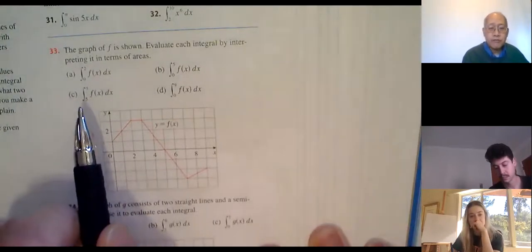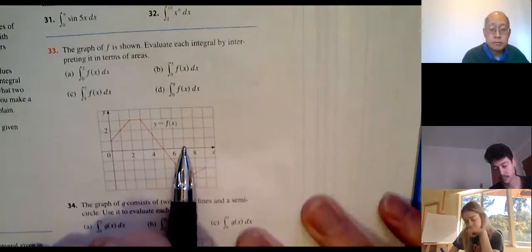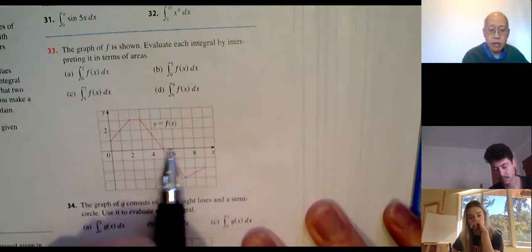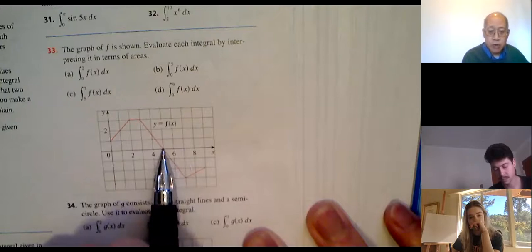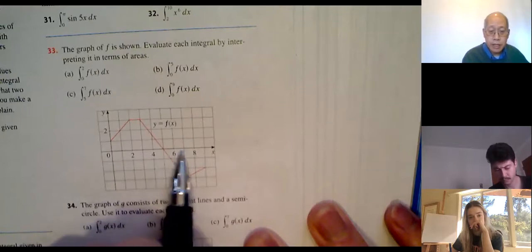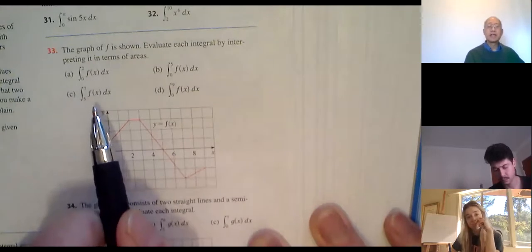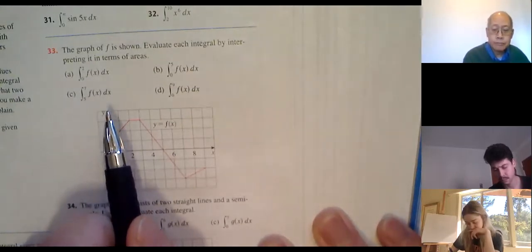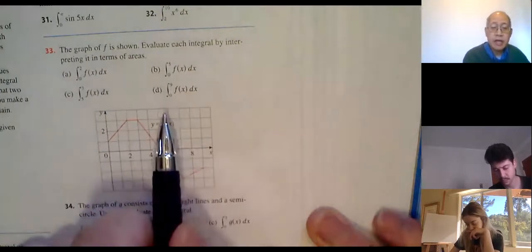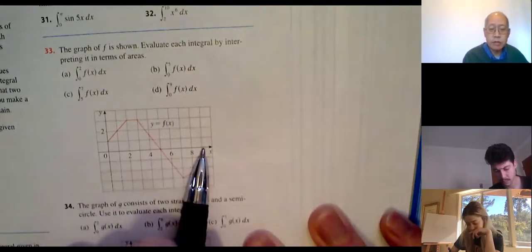Now, integral from 5 to 7. Here's 5, here's 7. That's going to be negative because it's below the x-axis. So let me find the area of this triangle and just count it as a negative. So that's 1/2 2 by 3. Right? That's 2, that's 3. 1/2 of 2 times 3 is 3. So the answer to C is negative 3. Okay, so negative 3.